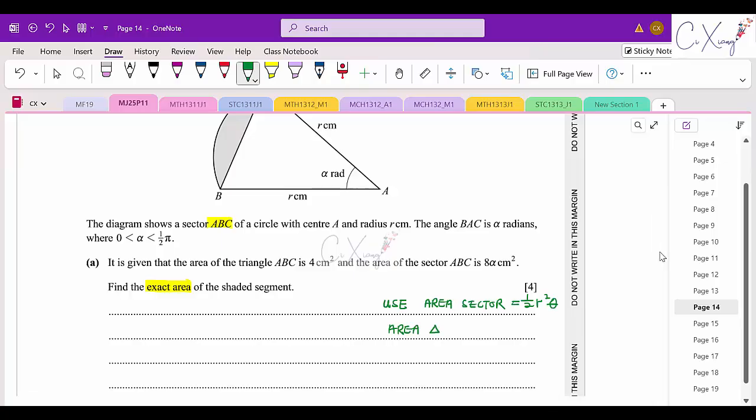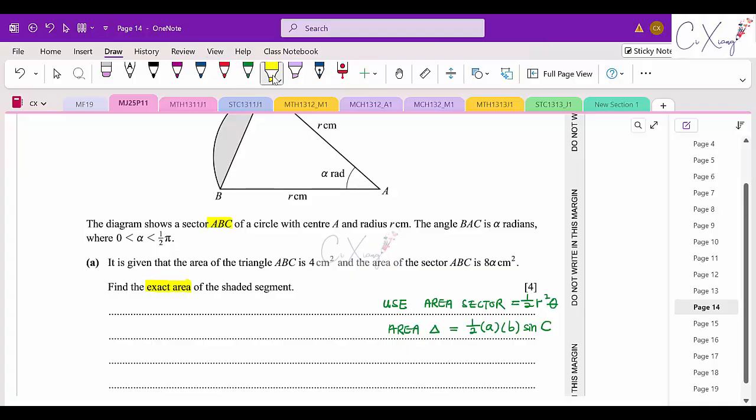The area of a triangle, if the triangle is not a right angle triangle, then basically the formula can be half ab sine C. So you have the length of two sides, and then the sine of the angle that is between the two lengths, a and b. All right, so from here, I can see that this is what we need. We need the area for the sector, and we also need the area of the triangle.